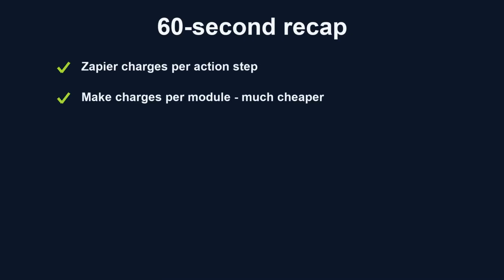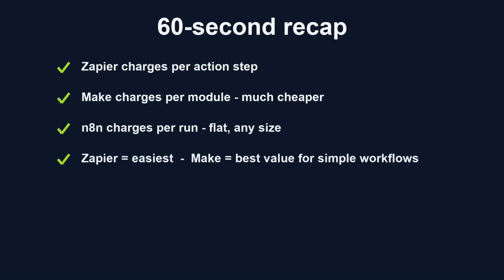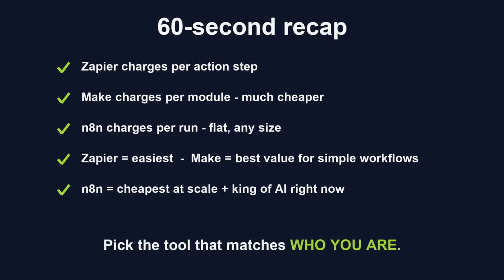60-second recap. Zapier charges per action step. Make charges per module, much cheaper. n8n charges per run, flat, no matter how many steps. Zapier is easiest. Make is best value for simple workflows. n8n is the cheapest at scale and the king of AI right now. Pick the tool that matches who you are, not the one with the prettiest pricing page.